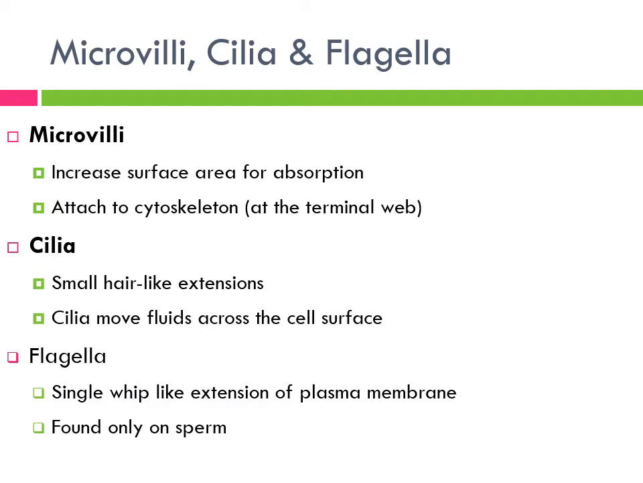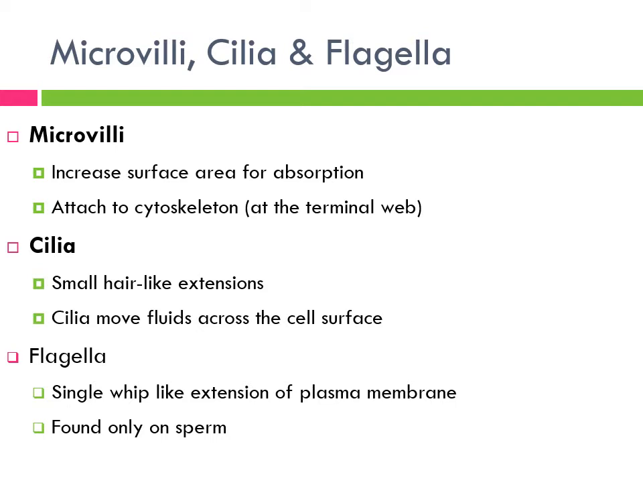Microvilli are little extensions of the cell membrane, which increase the surface area for absorption. And they attach to the cytoskeleton at the terminal web. And when we come to another picture, I will show you what that looks like. We find microvilli a lot in the digestive system, where we are trying to absorb all of our nutrients from the foods that we eat. So we have all of this increased surface area so that we can absorb absolutely as much as possible.